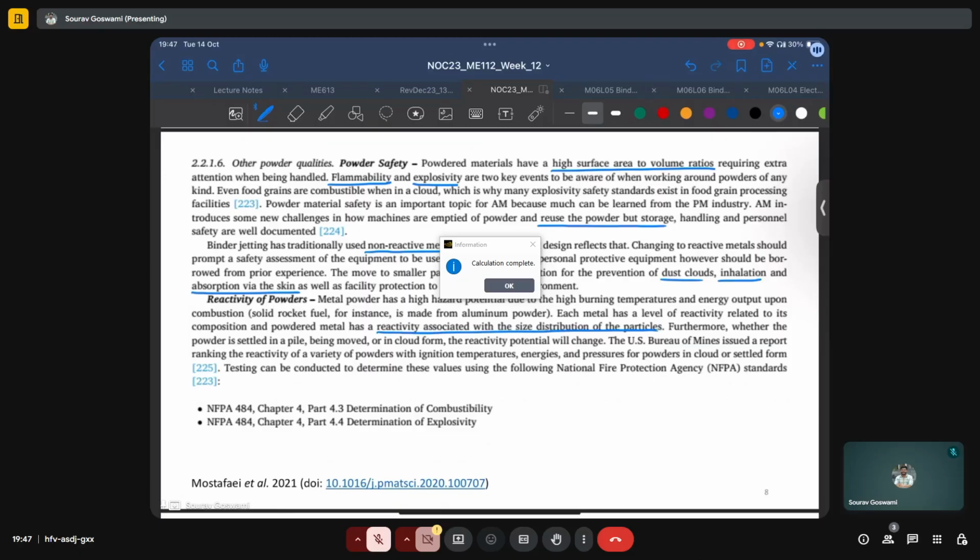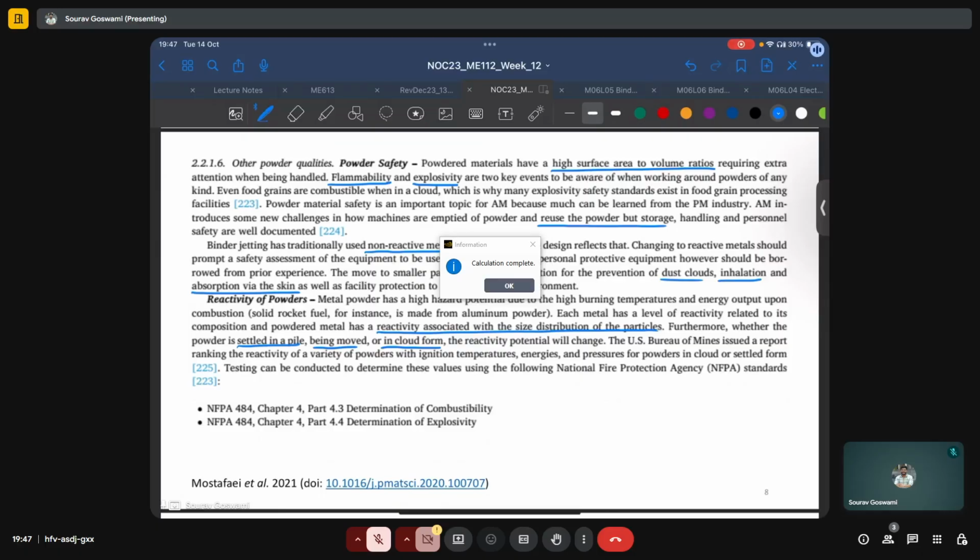Furthermore, whether the powder is settled in a pile, whether it is being moved, or whether it is dispersed in the form of a cloud, will change the reactivity potential. The US Bureau of Mines issued a report tracking the reactivity of a variety of powders with ignition temperatures, energies, and pressures for powders in cloud or settled form.